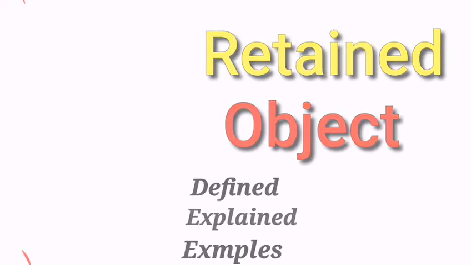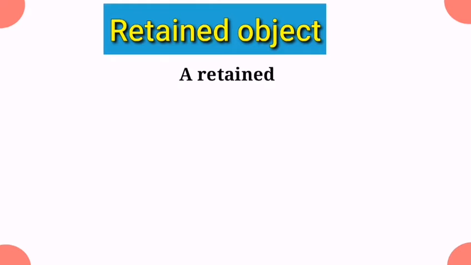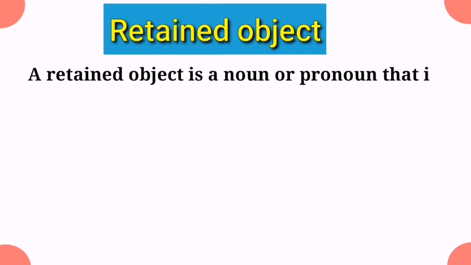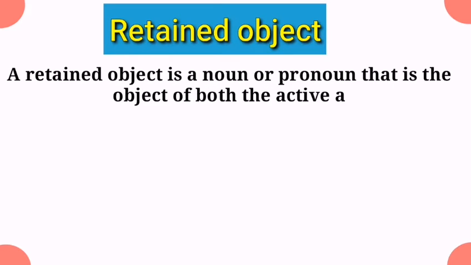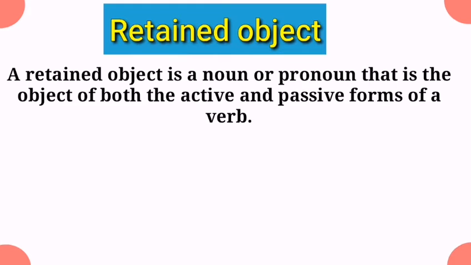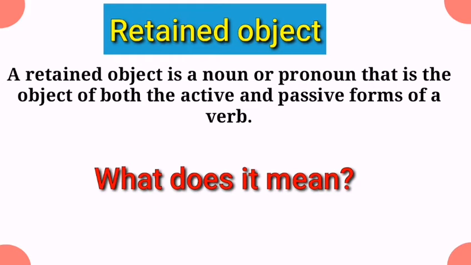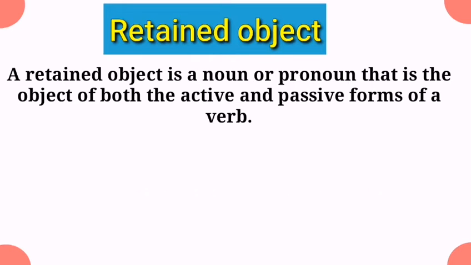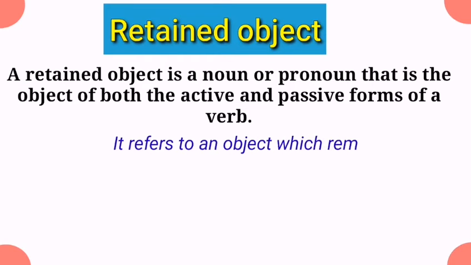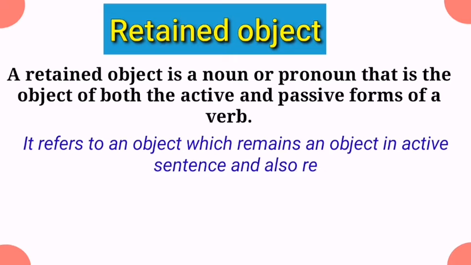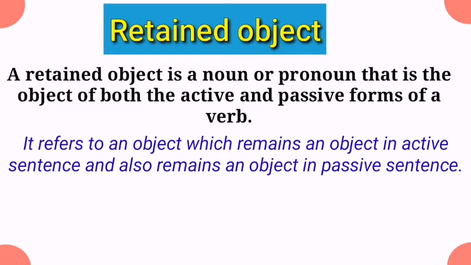It can be defined as: a retained object is a noun or pronoun that is the object of both the active and passive forms of a verb. What does it mean? Simply, it means that a retained object refers to an object which remains an object in the active sentence and also remains an object in the passive sentence.